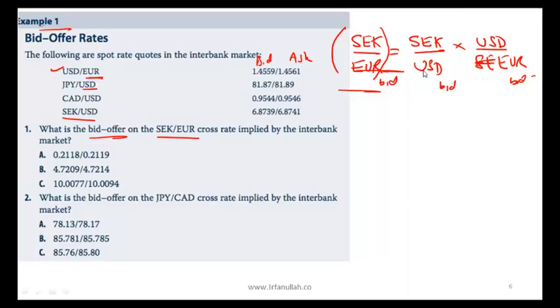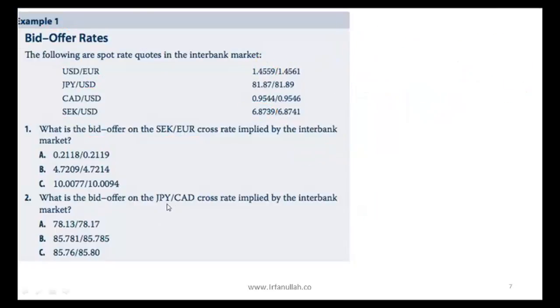So SEK over USD bid is what? So this would be 6.8739 multiplied by USD to euro, multiplied by 1.4559. So you do the maths and this will give you the bid. What about the ask? There you simply multiply the two asks. That makes this fairly straightforward. Yeah, now let's do the next one.